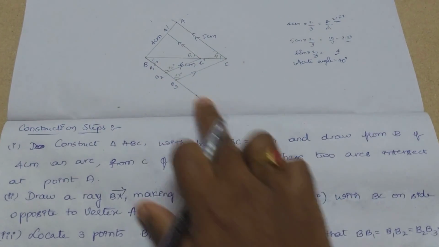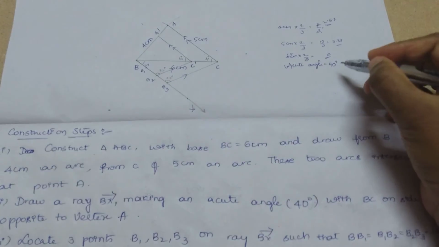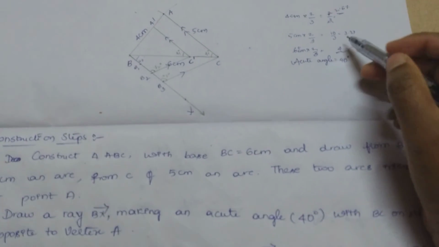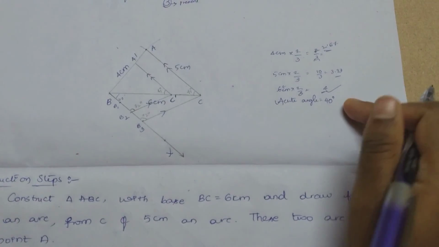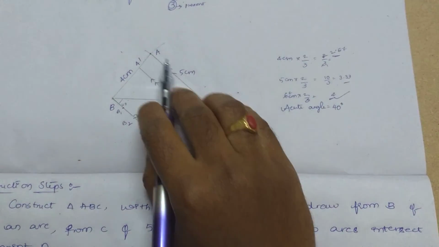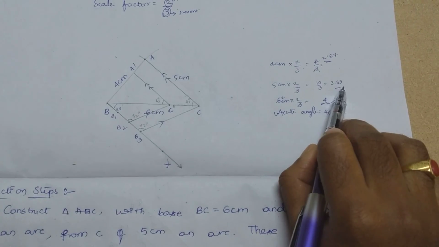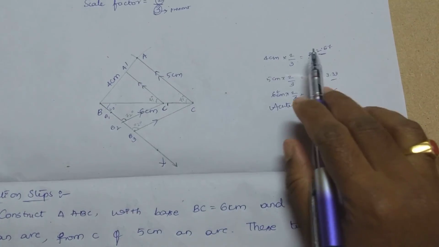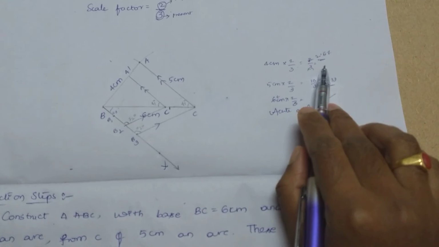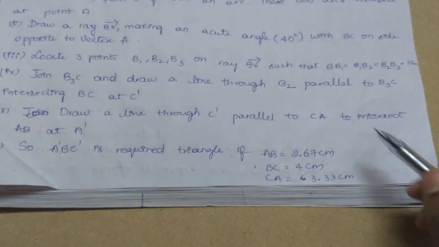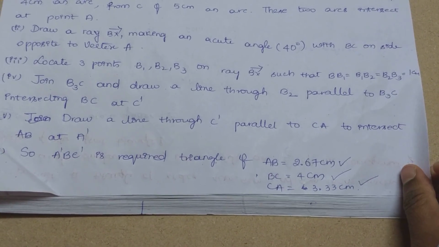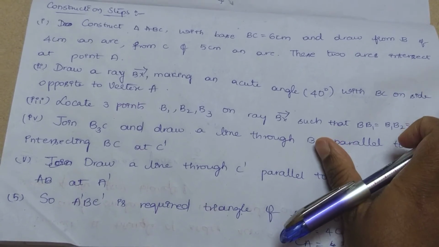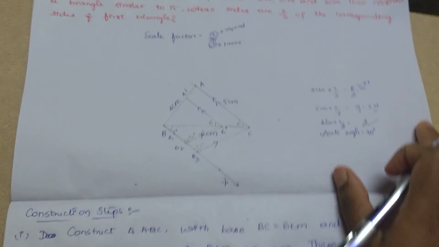So, of measurements, what? BC we have measured it as 4 and CA we have measured it as 3.33. This is CA, right? CA is 5 centimeters. We have measured it as 3.33 and the scale also we got the same thing. And A dash B, what did we get? We got 2.67. So here I have written the same thing: A dash B 2.67, BC 4 and CA 3.33 centimeters. So this is the solution.